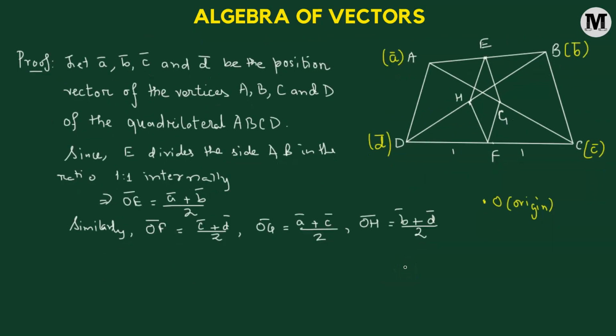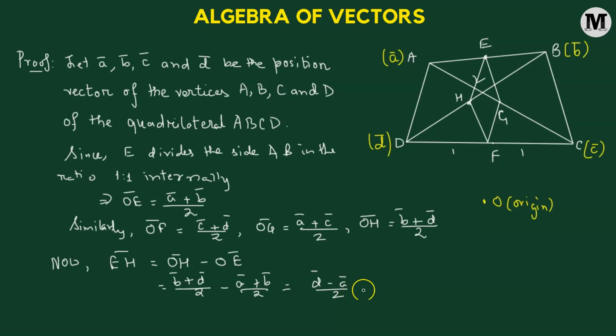Okay. Now, what we'll do, we will take point E and point H and consider a vector going from E to H. So what is our vector EH? EH vector is given by OH vector minus OE vector. So what is OH vector here? We have B vector plus D vector divided by 2 minus OE vector. So that's A vector plus B vector divided by 2. So when it's subtracted, we are going to get D minus A divided by 2.